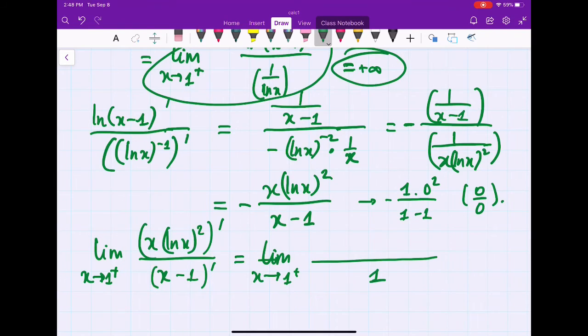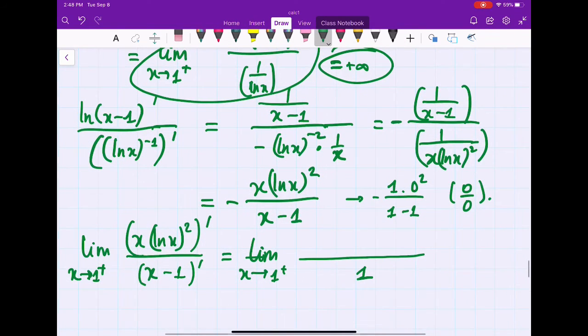Here I just have 1. I mentioned this several times. This is not the quotient rule. This is the quotient of derivatives, not the quotient rule, because we want to use L'Hopital's rule. So I use the product rule. The derivative of x is 1, I don't write it.